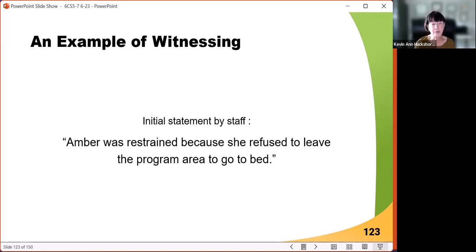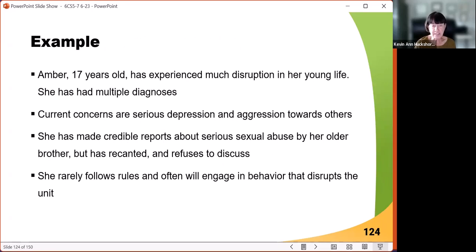So this is an example. Staff called me and said Amber was restrained because she refused to leave the program area and go to bed. Slide. Amber is 17 years old, had experienced much disruption and trauma. She had multiple diagnoses. Her current concerns for us were serious depression and aggression toward others. She'd also come in making some credible reports about sexual abuse by her older brother, but then immediately said she made it up, although we didn't believe she made it up, but she took it back and said she would not discuss it anymore.